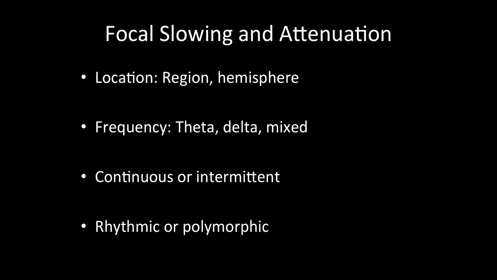The frequency. Is it mainly theta activity, delta activity, or is there a mixture of frequencies? Is the slowing continuous or intermittent? And is it rhythmic or polymorphic? These elements of focal slowing can be helpful in determining the possible clinical significance of the abnormalities. We will review several examples of focal abnormalities in this video, and you will see that there is a broad range of focal abnormalities on EEG, with an even broader range of clinical correlation.